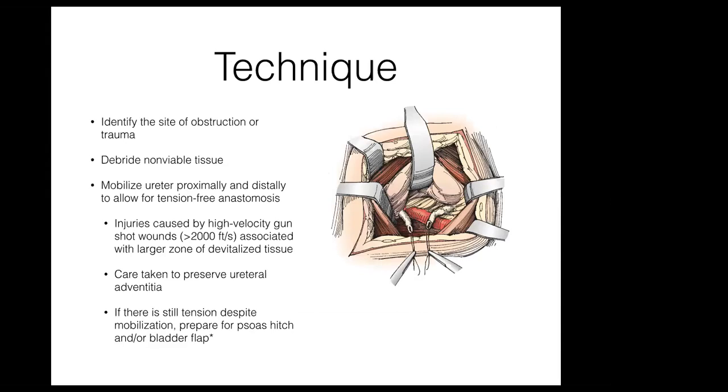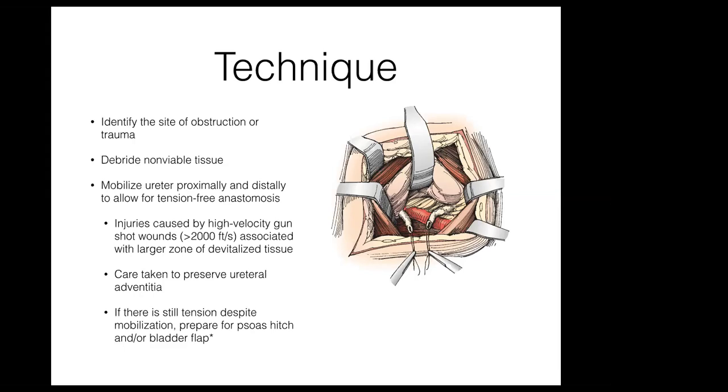So once you have identified the ureter, you look for the site of obstruction or trauma or injury. You debride the non-viable tissue, and then you mobilize the ureter proximally and distally to allow for a tension-free anastomosis. Important to know, however, is for injuries caused by high-velocity gunshot wounds, for gunshots with more than 2,000 feet per second, they are associated with a larger zone of devitalized tissue. Also, during mobilization of the ureter, care should be taken to preserve ureteral adventitia.